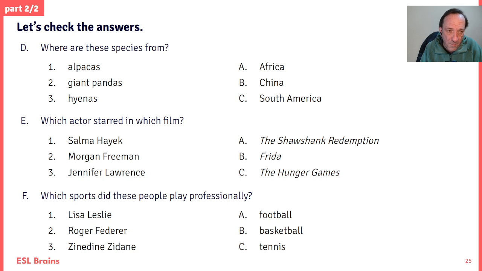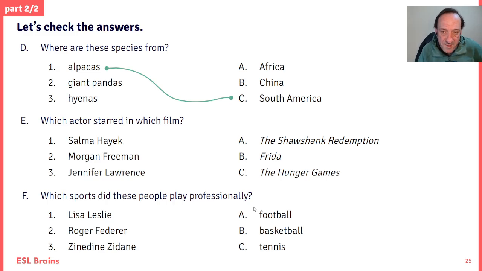Where are these species from? Alpacas, giant pandas, and hyenas. Africa, China, South America. Which actors starred in which film? We've got Salma Hayek, Morgan Freeman, Jennifer Lawrence, and we have The Shawshank Redemption, Frida, and The Hunger Games. And which sports do these people play professionally? Lisa Leslie, I don't know who Lisa Leslie is, I'm afraid. Roger Federer, tennis. Zinedine Zidane, football. Lisa Leslie, basketball. Oh, sorry. Bring up to the top.